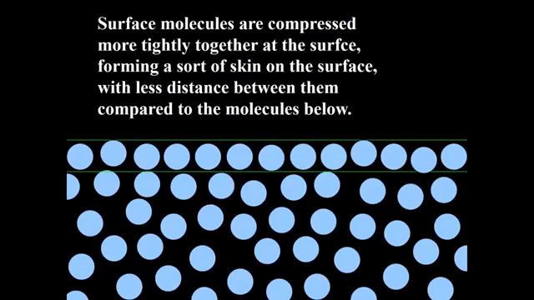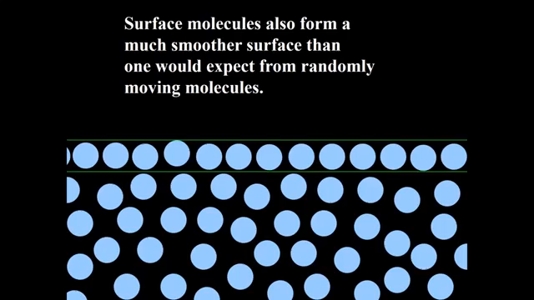Surface molecules are compressed more tightly together at the surface, forming a sort of skin on the surface, with less distance between them compared to the molecules below them. Surface molecules also form a much smoother surface than one would expect from randomly moving molecules.